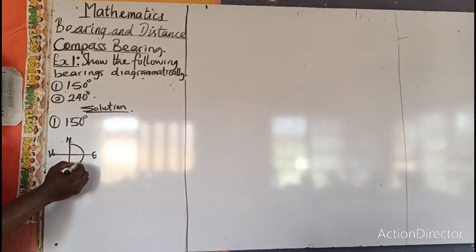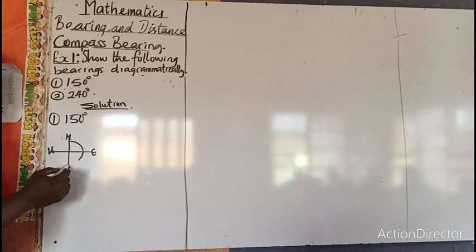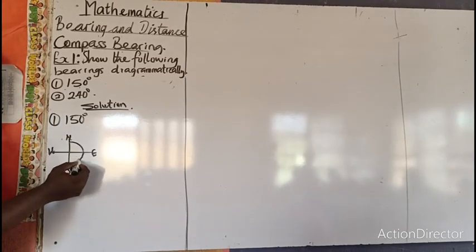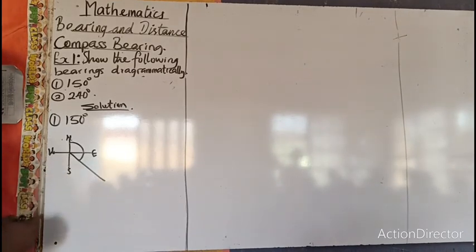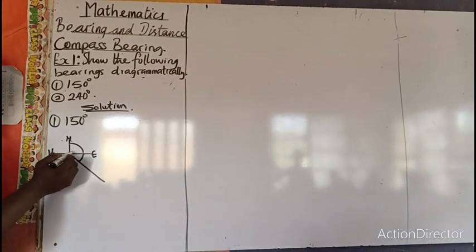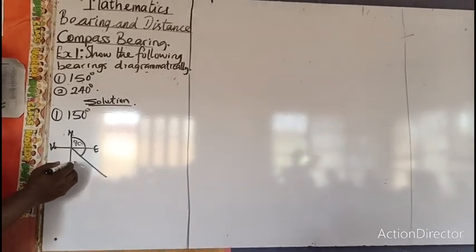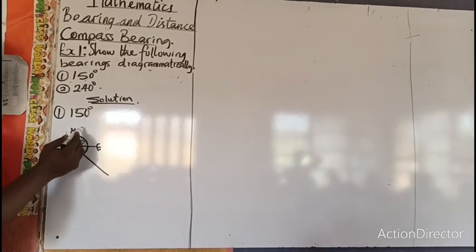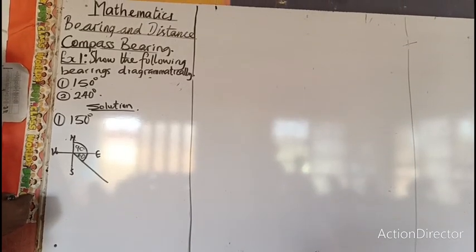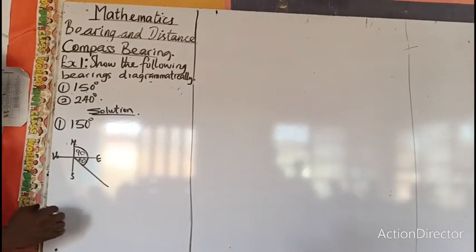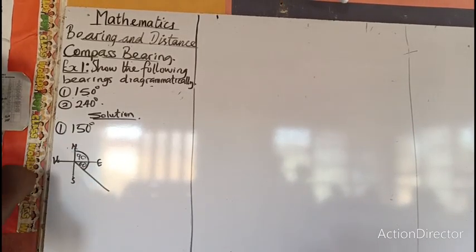So we continue. Where will 150 be? You know that from here to here is 90. Here is 180, but this is not 180. So that means 150 will be in this place. So we have up to 150 here. So we draw. Now, if this is 150 and we already have 90 here, what will be the remaining for it to be 150? 90 plus 60 is what will give us 150 degrees. So that means this is 60 degrees. Is that clear?